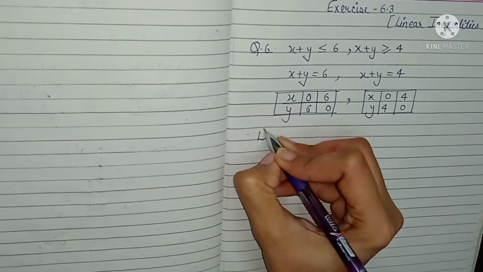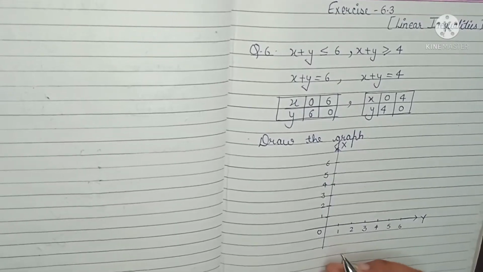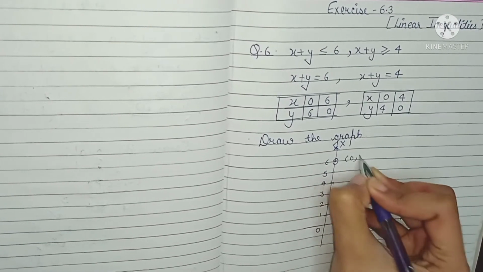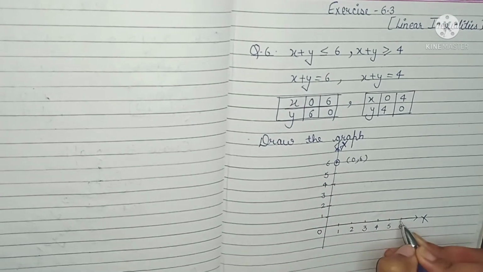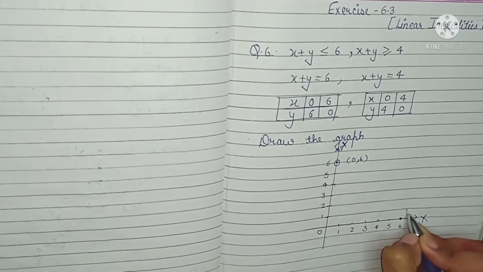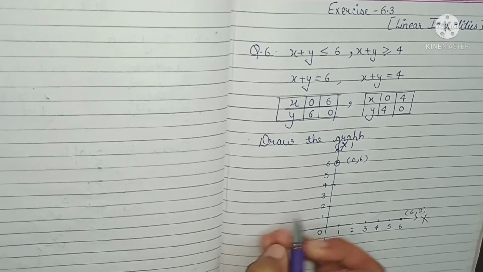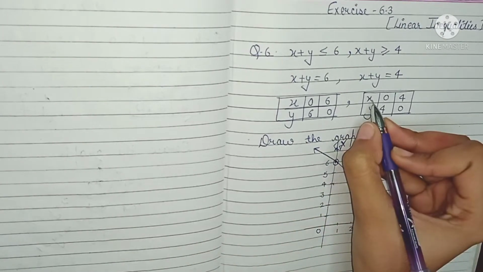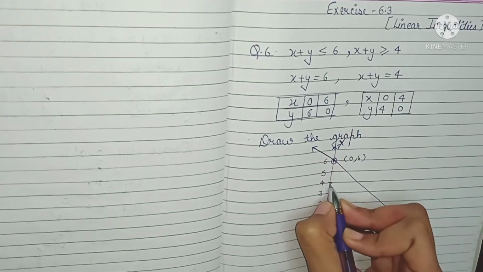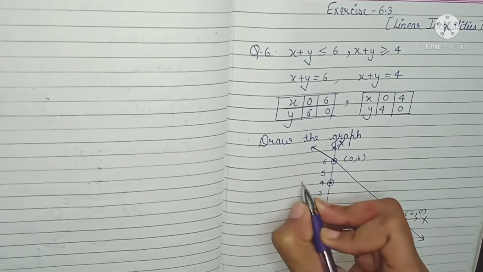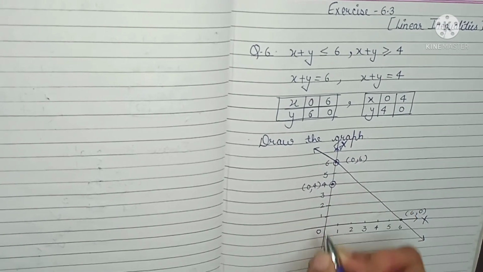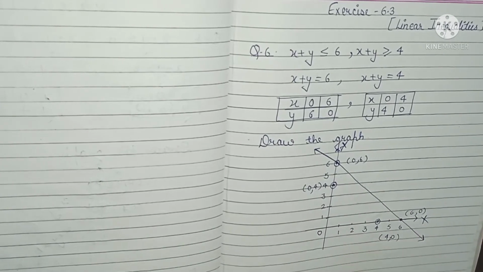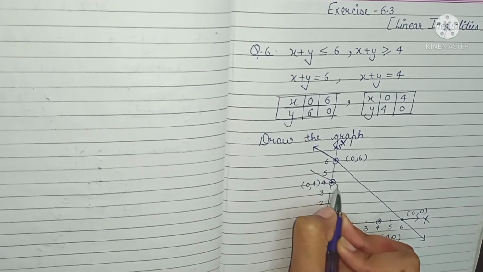Now you have to draw the graph. When x is equal to 0 and y is equal to 6, this one is your point 0,6. And when y is equal to 0 and x is equal to 6, this one is your point 6,0. Now you have to join these 2 points. And for the second given inequality, x is equal to 0, y is equal to 4, this one is your point 0,4. And when x is equal to 4, y is equal to 0, this one is your point 4,0. Now you have to join these 2 points.